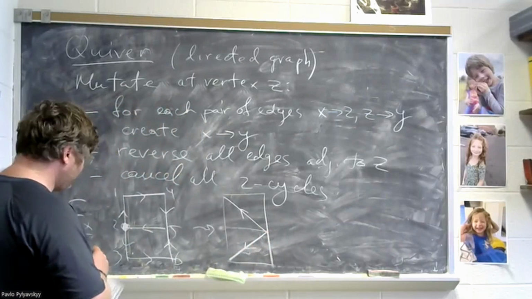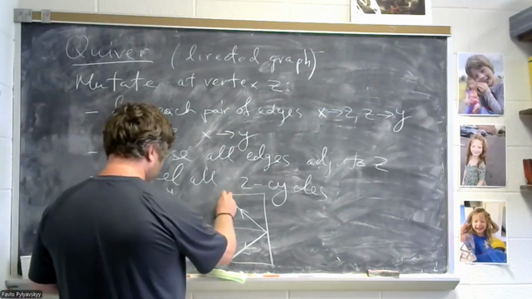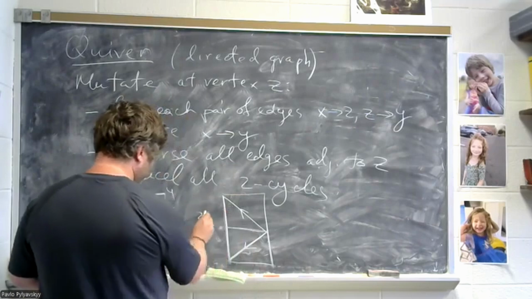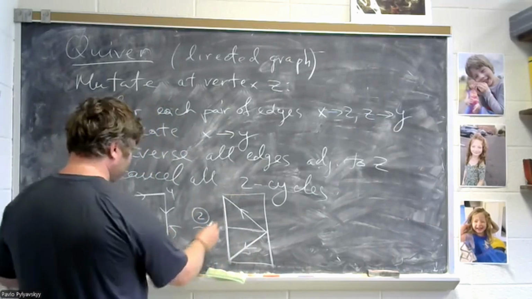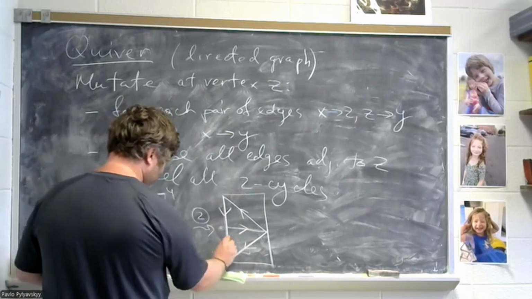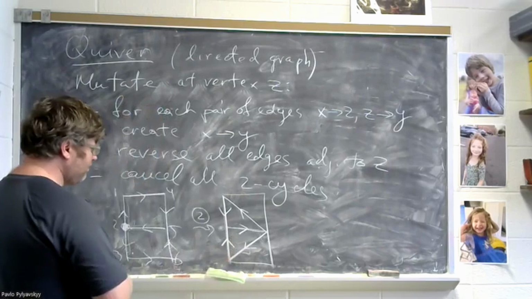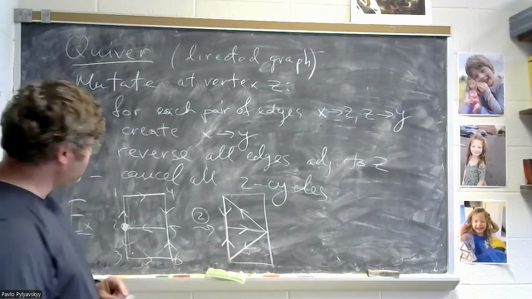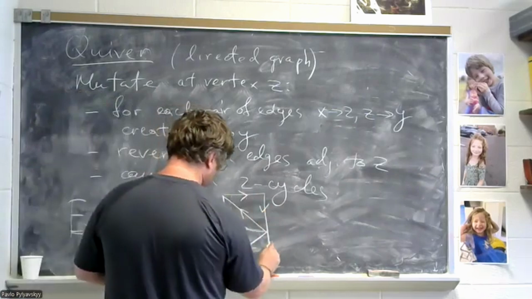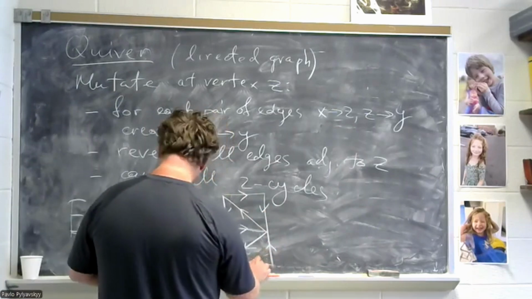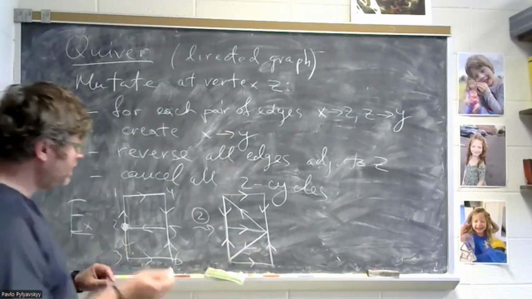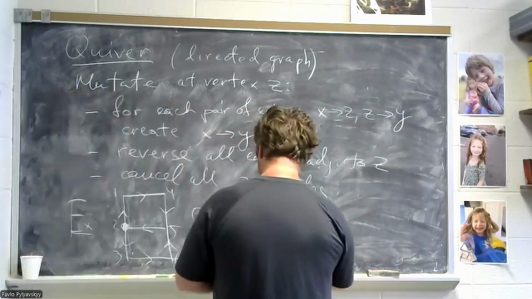Then I reverse direction on all edges adjacent to 2. So I'm mutating at 2 over here, right? So I reverse direction at all edges adjacent to 2. So now those arrows point the other way. And then if there were any 2 cycles, I would remove them. There are no 2 cycles. Everything else stays the same. We get this picture. Let's do it one more time. Or maybe let's do it 2 more times.